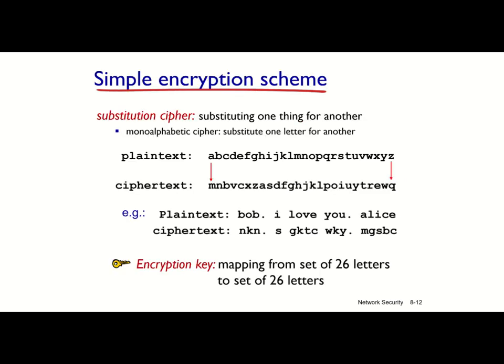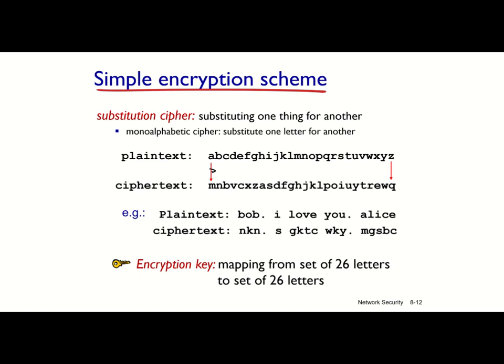So one of the simple encryption schemes is monoalphabetic cipher, the one that I just talked about. In monoalphabetic cipher, you replace any alphabetical letter with a different alphabetical letter. For example, in this case, A is mapped to M. A is replaced by M. B is replaced by N. C is replaced by B. D is replaced by V, all the way to Z, which is replaced by Q. So the first one is the alphabet in order. The second one is the shuffled alphabet, in which you have a different permutation of the alphabet.